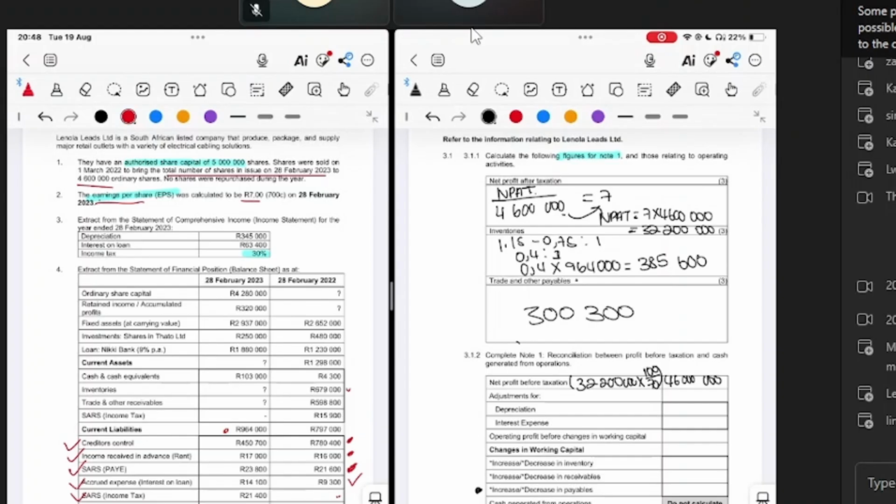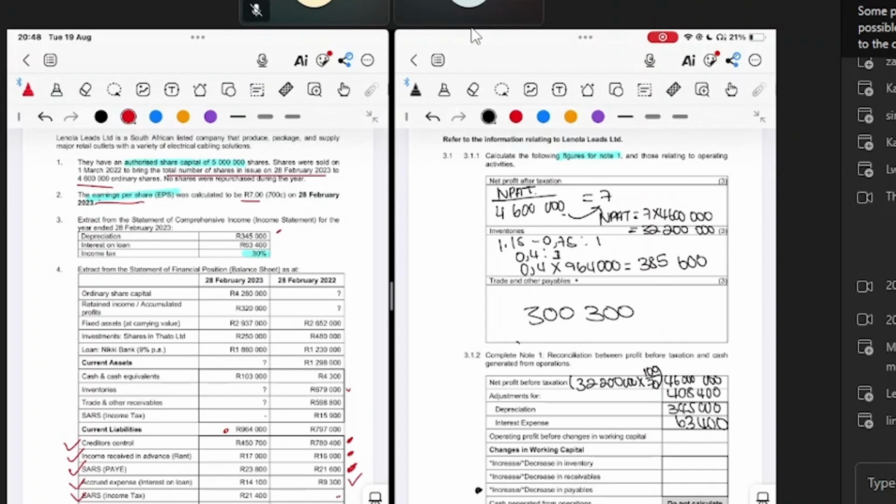Adjustments for depreciation and interest expense. In your note 1, you add back these amounts. Depreciation has been given as 345,000, so you put that back. Interest expense has also been given as 63,400. You also add that back. So that will be 345,000 plus 63,400, which will give us a total of 408,400.